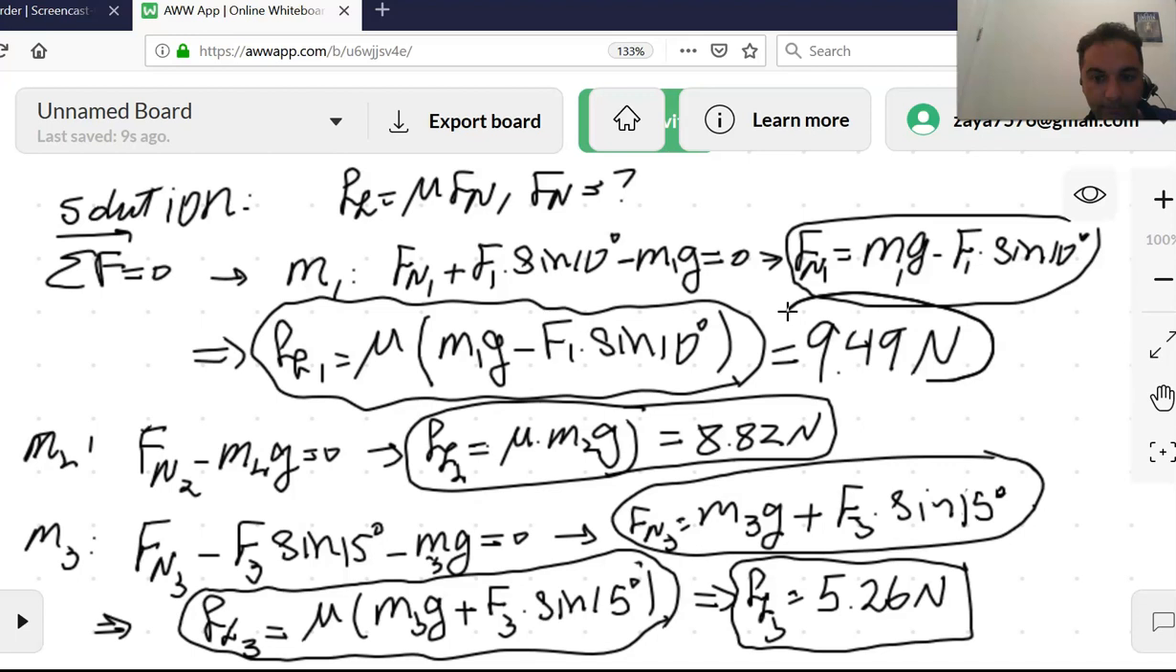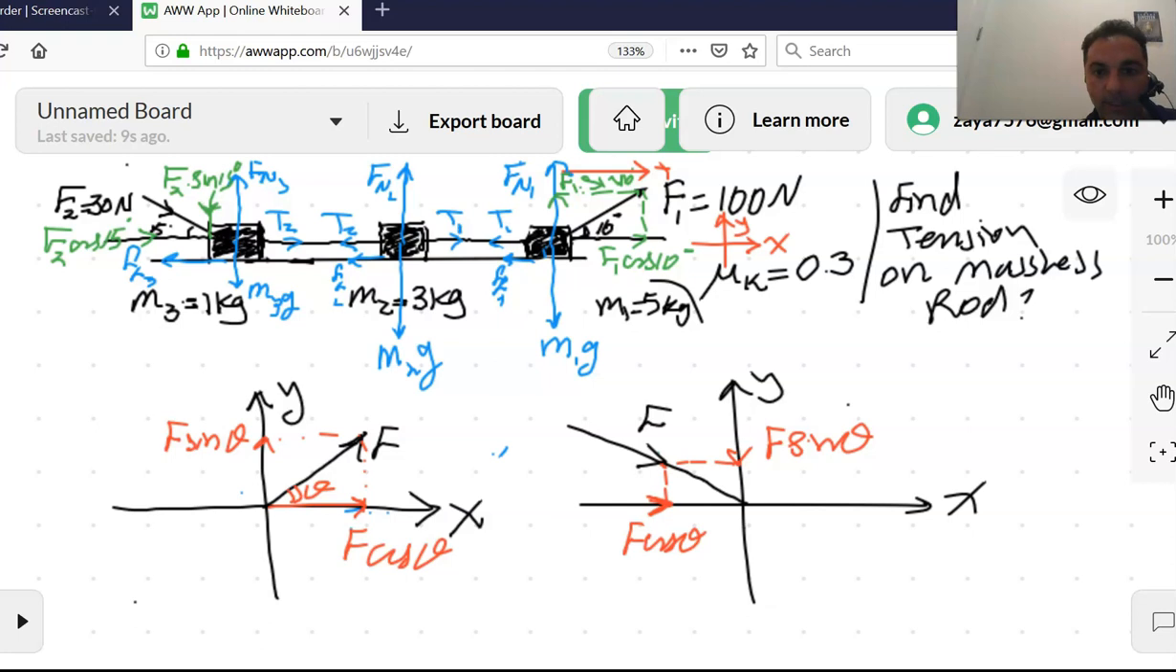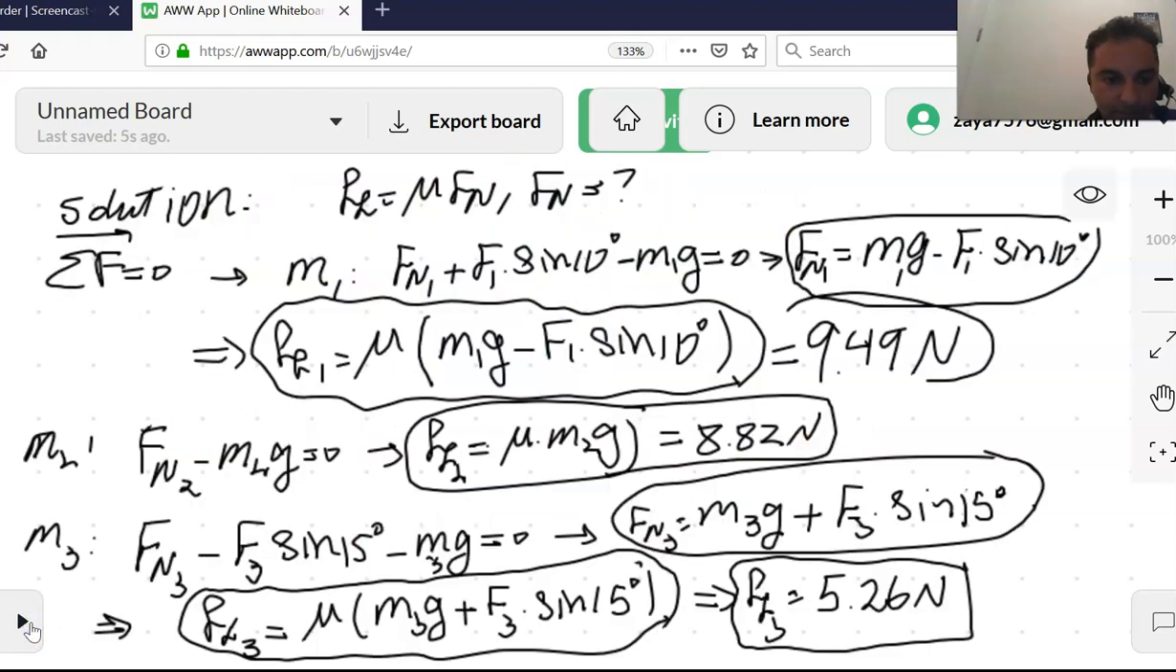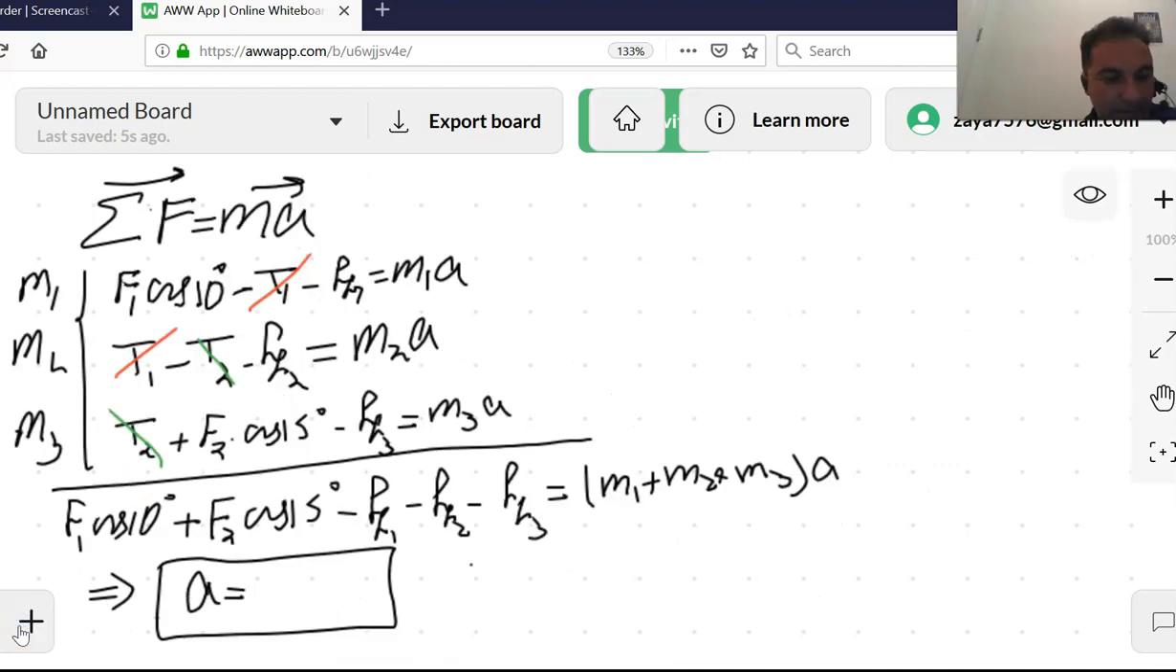9.49 minus 8.82 minus 5.26 divided by the total mass, which is 5 plus 3 plus 1, 9, correct? So I got the acceleration as 11.54 meters per second squared, correct?